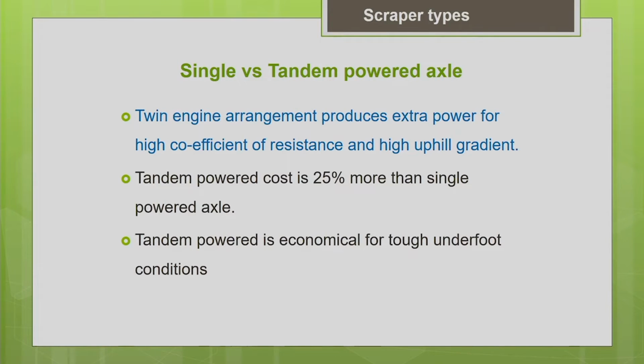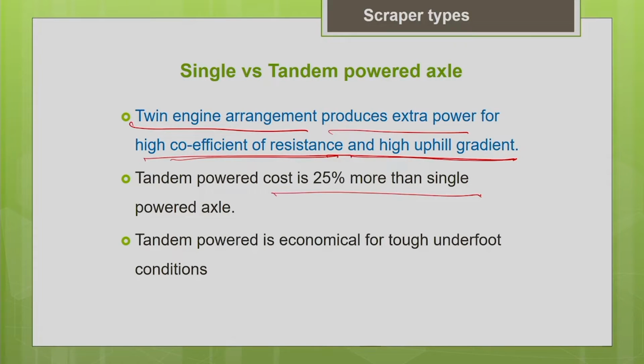So these tandem powered axles have a twin engine arrangement. Twin engine arrangement means that they have two engines so that it can produce extra power for you. So this kind of arrangement produces extra power so that we can overcome the rolling resistance and high grade resistance. But obviously because of the twin engine arrangement, its cost is going to be higher than your single powered axle. At least 25% more than your single power axle.